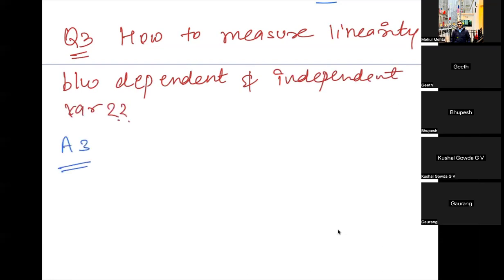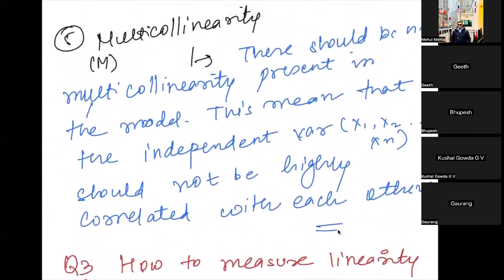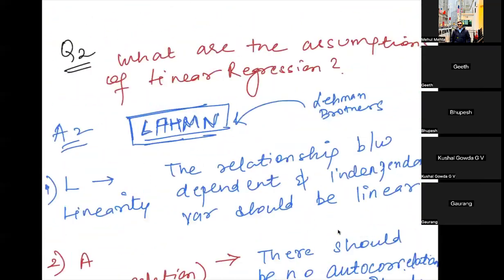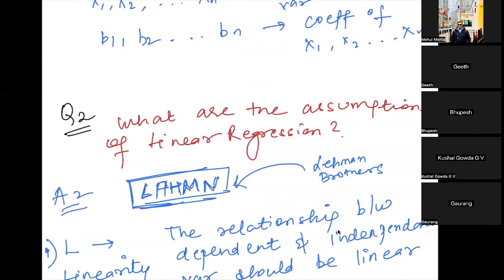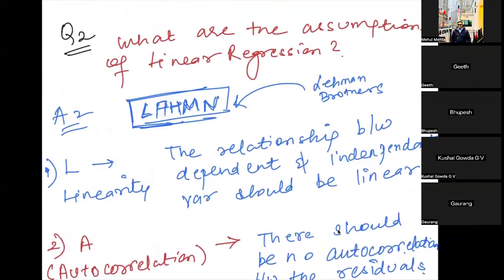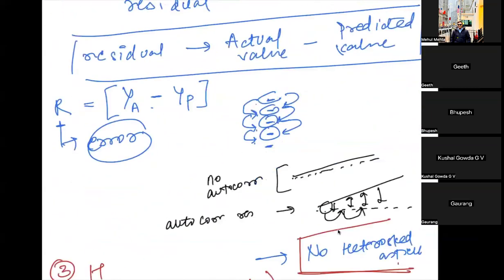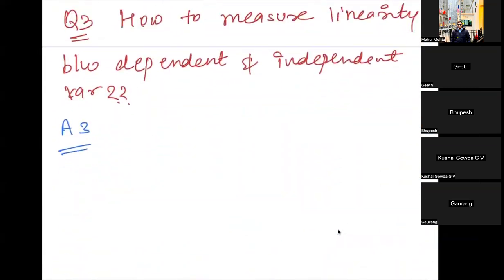So, to do this, see, the thing is, if you see this assumption, this is layman. Always remember this term, layman. The interview will ask you each and everything regarding each of the assumptions: how to measure linearity, how to measure autocorrelation, how to measure heteroscedasticity, how to measure multicollinearity, how to measure normality. So let's focus on how to measure each. That's how you can say the assumptions are met or not met. So the first thing: how to measure linearity between dependent and independent variable.